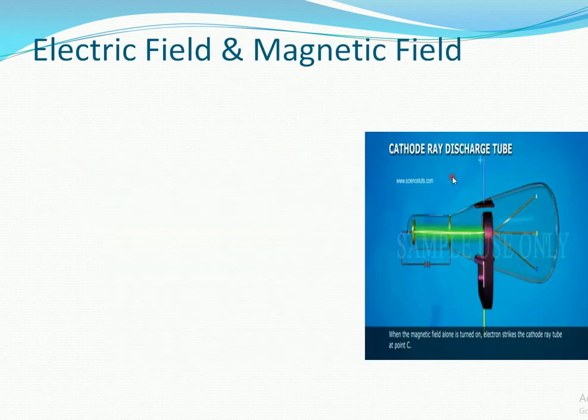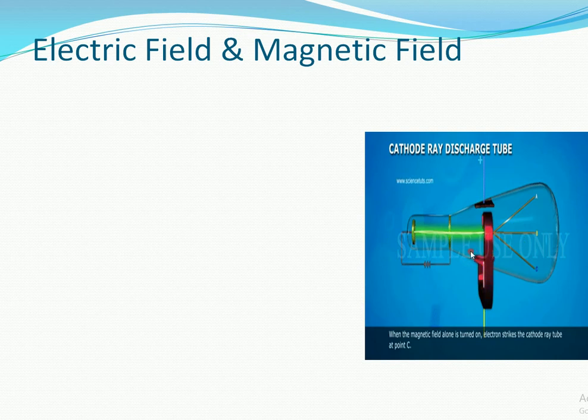Now when electric and magnetic field, both the fields are applied, and when you adjust the electric field in such a way that the force due to electric field and force due to magnetic field both are equal, that means electric and magnetic fields are balanced, then the electrons travel in a straight direction and strike at center like this.